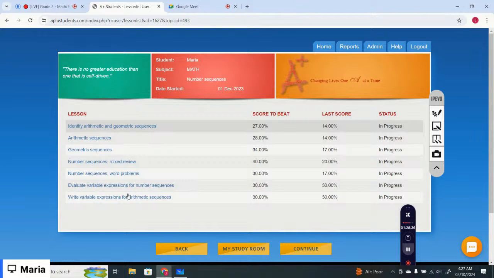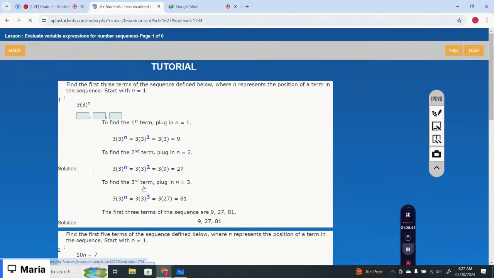The next lesson is evaluate variable expressions for number sequences. Let's just start with the lesson. For the first three terms of the sequence defined below, where n represents the position of a term in the sequence, start with n equals 1. You are given the mathematical expression. You have to find the numbers of the sequence.